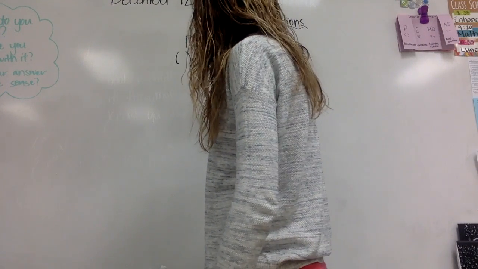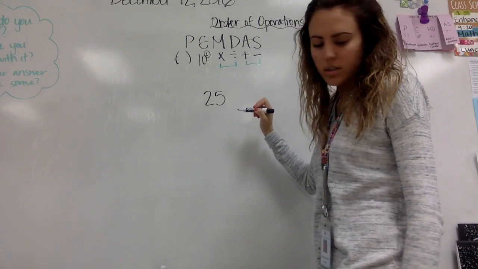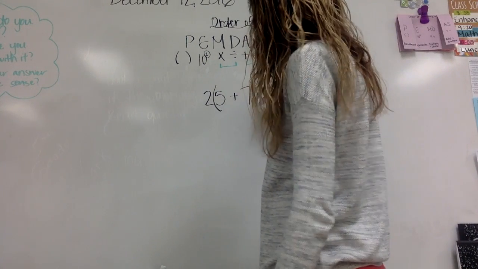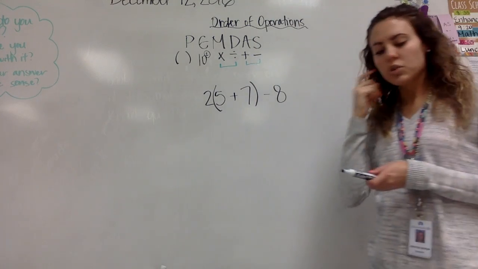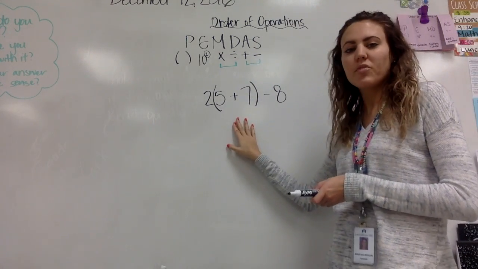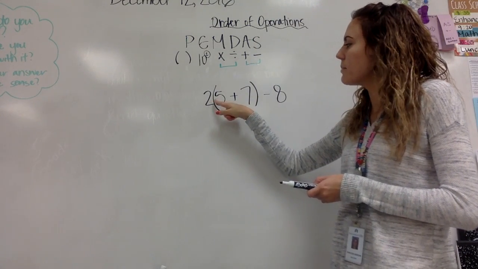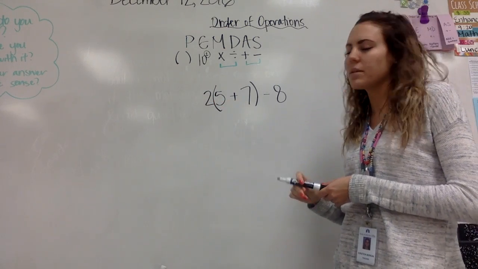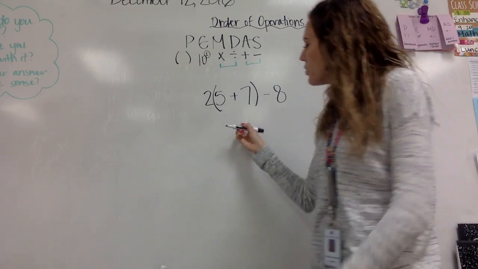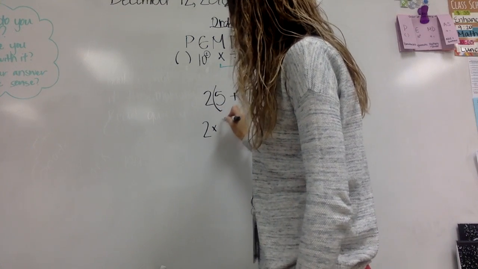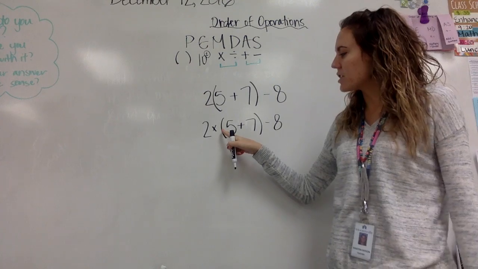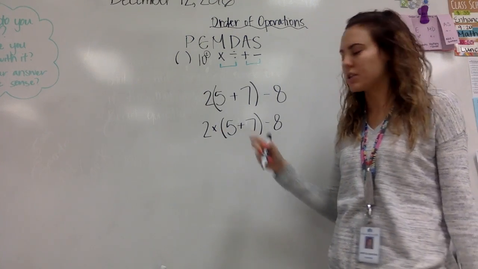So we're going to do 2 times 5 plus 7 in parentheses, minus 8. So if we see our problem right here, first of all, if a number is right next to our parentheses like it is in this problem, that's the same thing as multiplying. So if you want to rewrite it so that it has a multiplication symbol there, you can. But if a number is right next to it, it's always going to be multiplication.